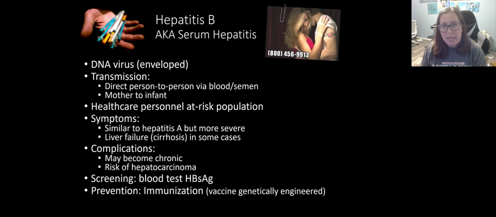Transmission of hepatitis B is going to be through direct person-to-person contact, but this contact is either going to have to be through blood or semen. And so in most cases, this one is also considered a sexually transmitted infection or disease because of that. We also see, though, it could be transmitted from mother to infant. If the mother is hepatitis B positive, it could potentially transfer to the unborn baby.